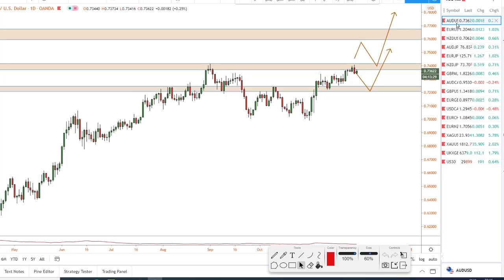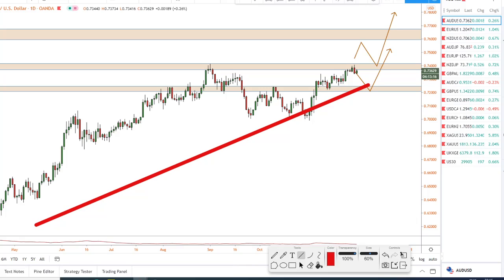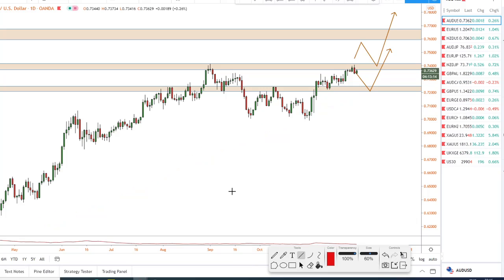So the first pair I've shortlisted is Aussie US dollar. And obviously, as you can see, this is in a clear uptrend, and we're looking for only buying opportunities and nothing else. And this is a previous support zone that we are looking at. So if the price comes down to this level here, then we'll be interested in buying in this zone here.